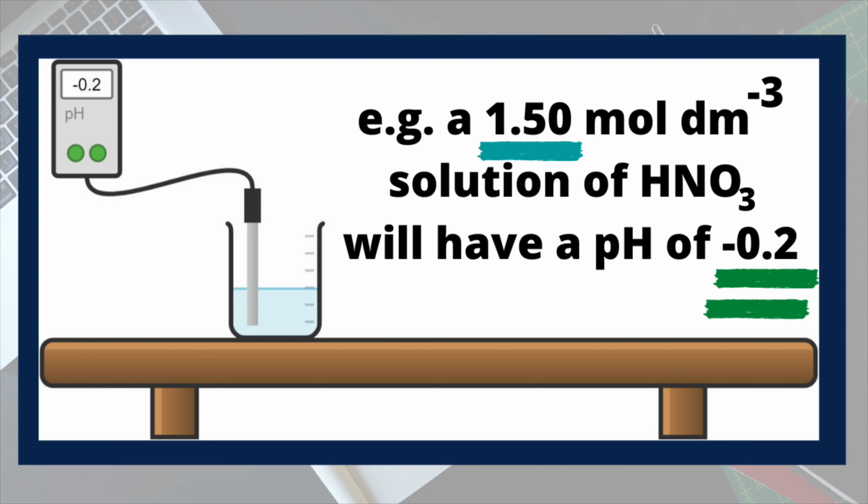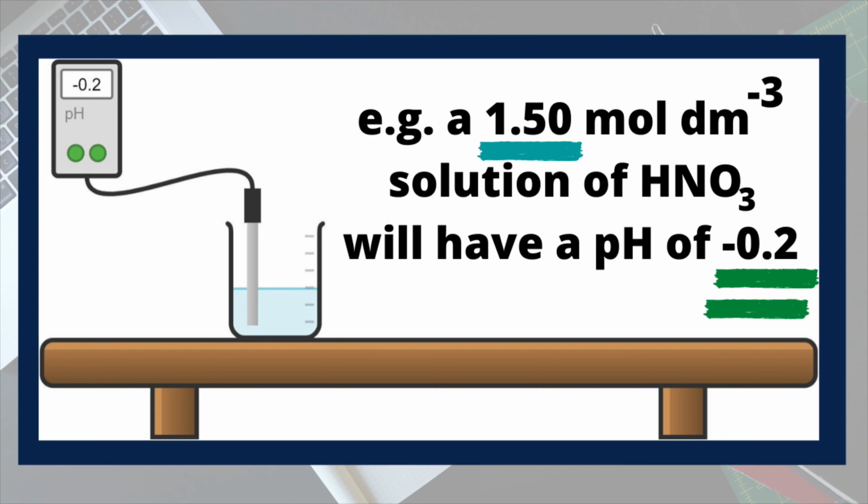So let's say, for instance, I had a 1.5 mole per decimeter cubed concentration solution of HNO3, which remember is nitric acid. Well, if I put this into my calculator, minus log of 1.5, it tells me that the pH of my solution would be minus 0.2, and a pH meter would tell me the exact same thing, as you can see from the apparatus on screen.